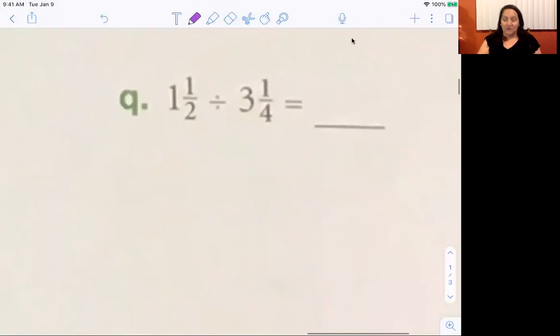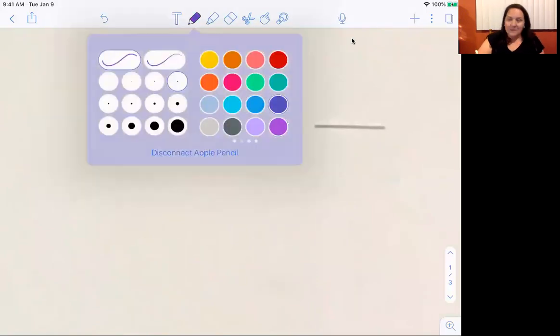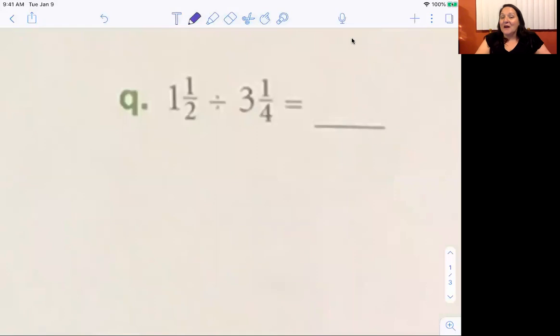Oh, we have dividing with fractions. Do we do the same thing? We do the same thing in the fact we need to change these into improper fractions. So we have to do backwards C.